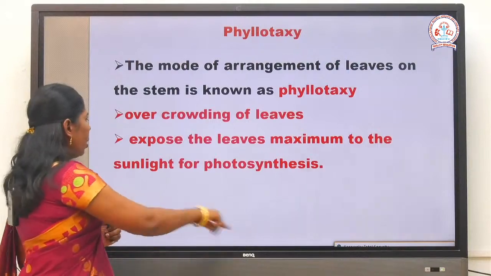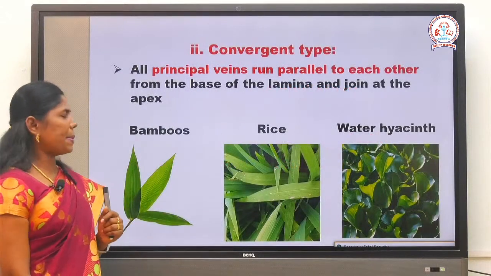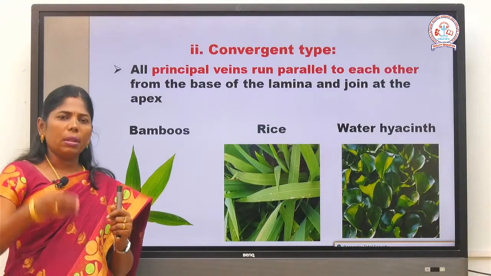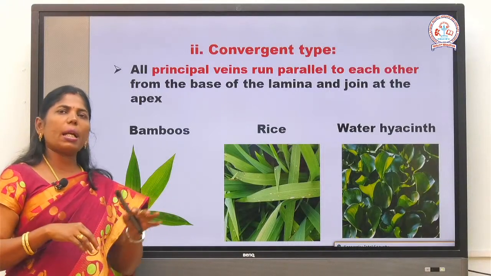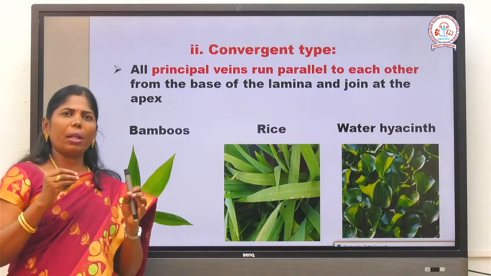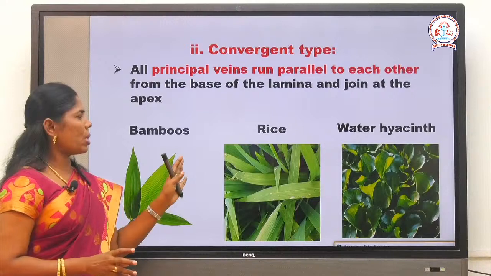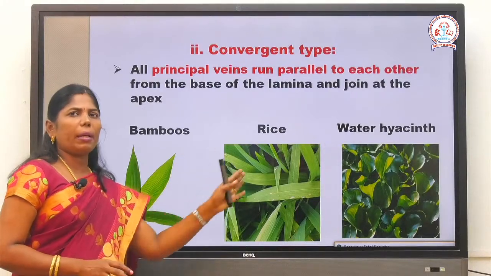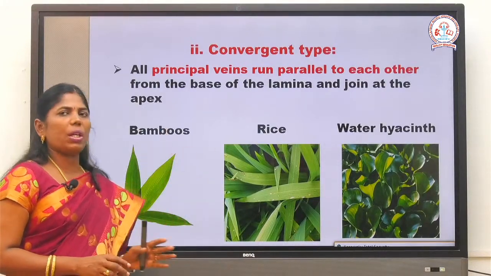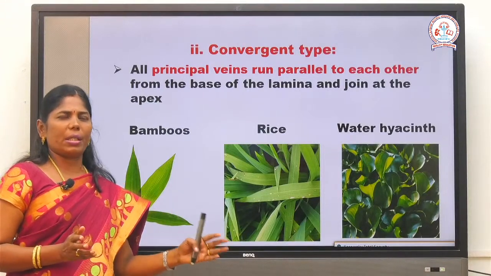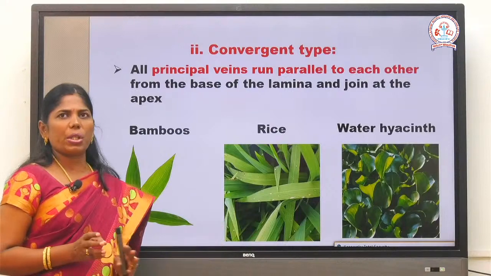So once again, recall the types of venation. Venations are divided into two: reticulate venation and parallel venation. Reticulate venation is again divided into two: pinnately reticulate venation and palmately reticulate venation. The palmately reticulate venations are divided into two: divergent and convergent. Similarly in the parallel venation.